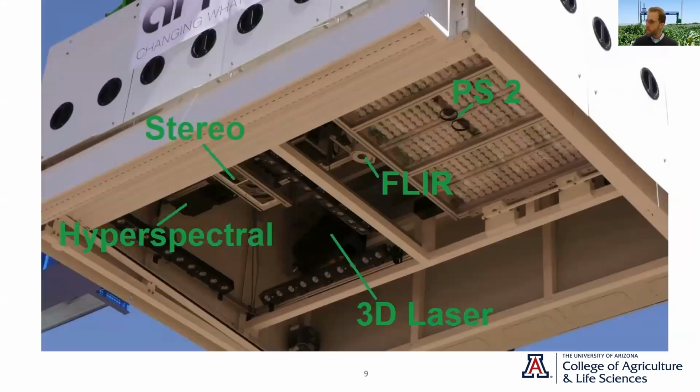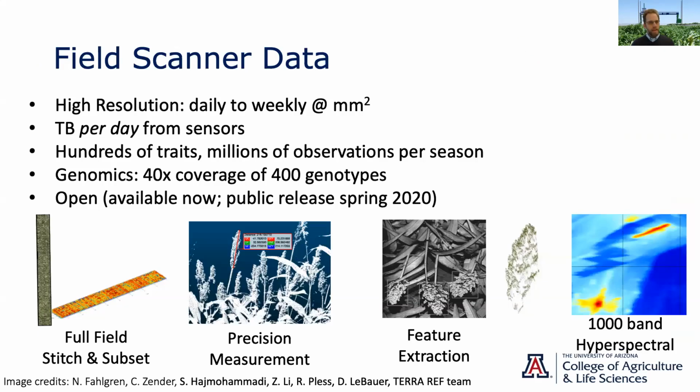These are the instruments that are on the system. We have stereo RGB cameras. We have 2 hyperspectral cameras capturing the visible and near infrared at about 0.6 nanometers resolution, and the shortwave infrared at about 12 nanometer wavelength resolution. We have a 3D laser scanner that gets about millimeter scale resolution 3D point clouds. The idea is to be able to get daily to weekly measurements from each of these sensors.